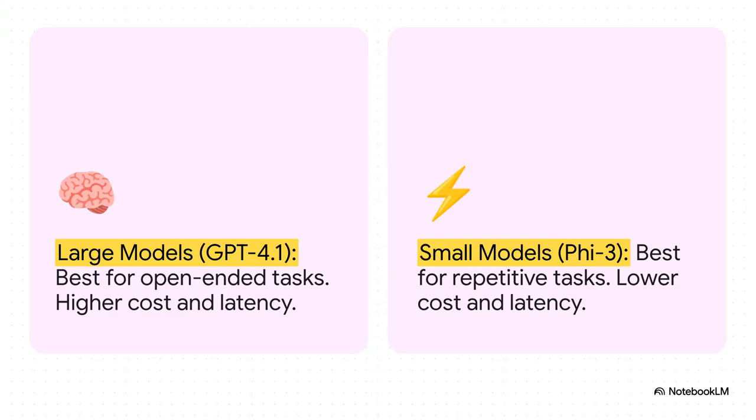The very first big choice is the brain itself, the model. Are you going to go with a massive, super powerful model like GPT 4.1 that can handle pretty much any complex, open-ended question you throw at it?